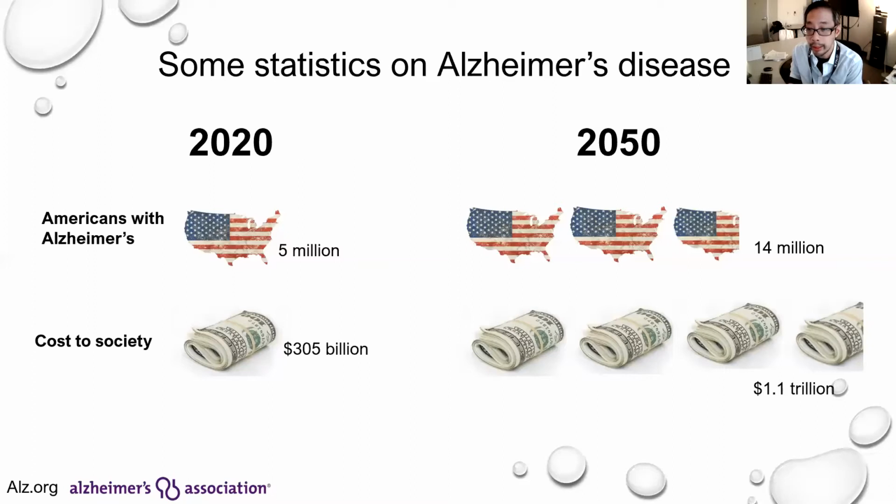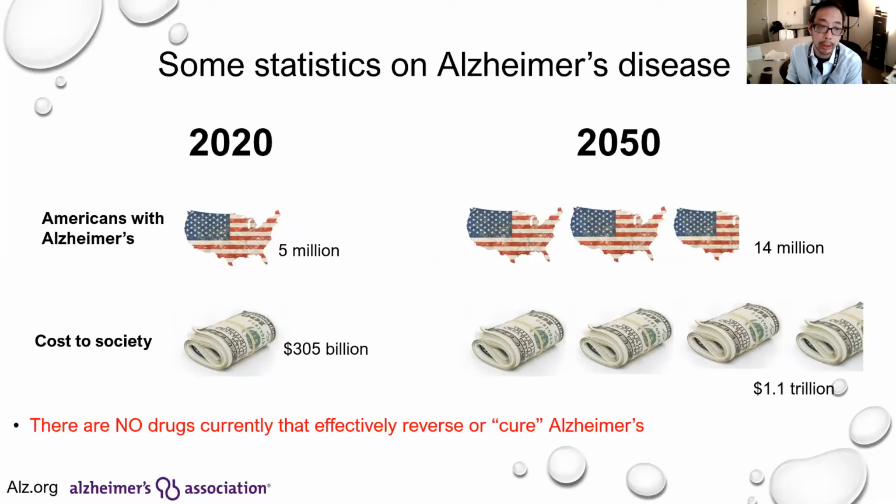And surprisingly, it is estimated that 1 in 3 seniors will die from Alzheimer's or some form of dementia. And most importantly, currently there are no drugs available that will reverse or cure Alzheimer's. There are only drugs that are prescribed to basically treat the symptoms of Alzheimer's.